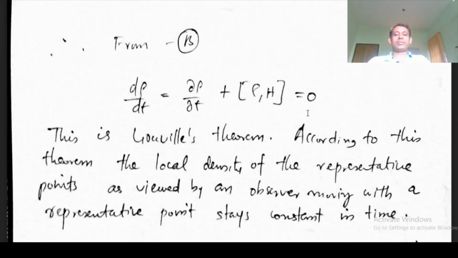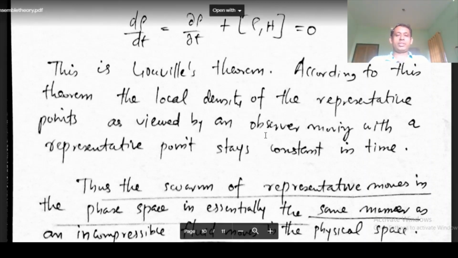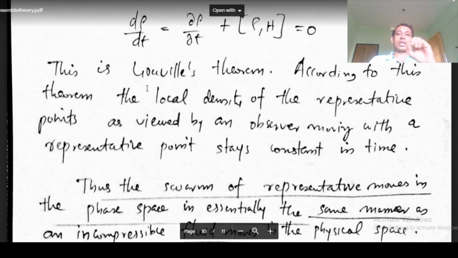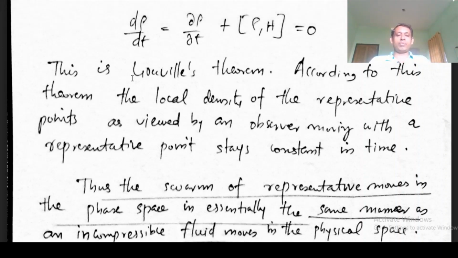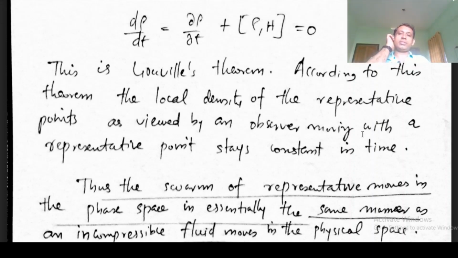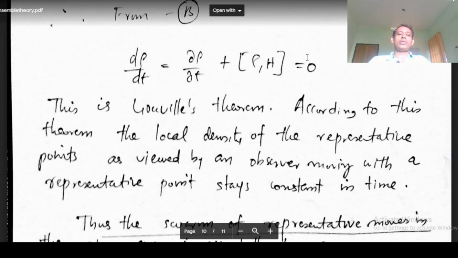As we said earlier, what this means is the local density, as we move with a representative point in the phase space, the density of the representative points around it, or in the vicinity of that representative point, stays constant in time. Okay, so the local density of the representative points as viewed by an observer moving with the representative point. As we move with the representative point, that stays constant in time, because d rho by dt is equal to 0, so rho is a constant.